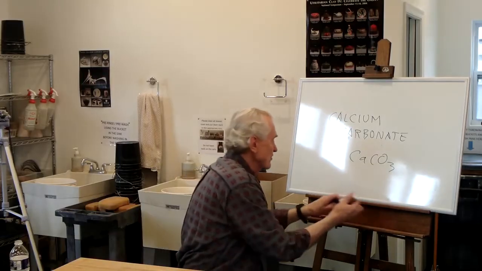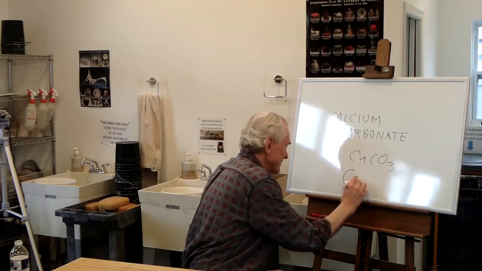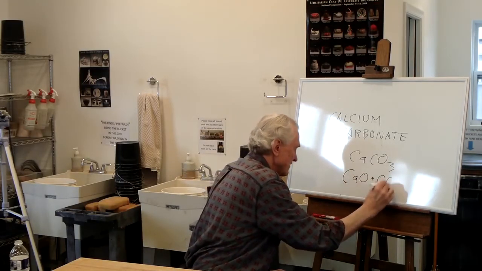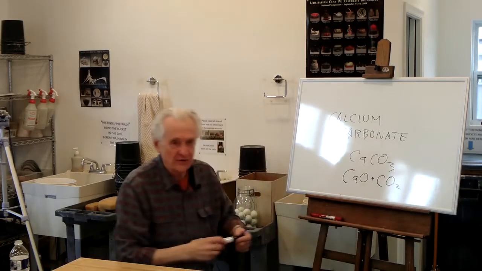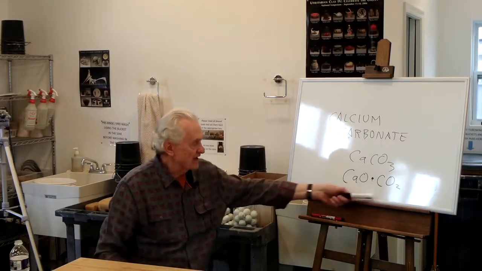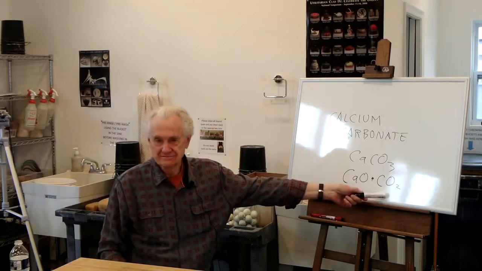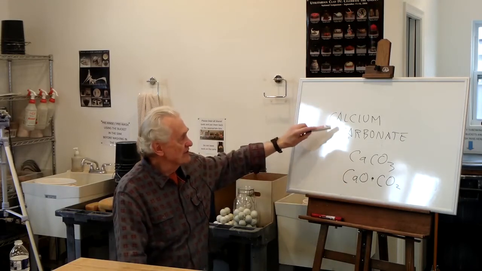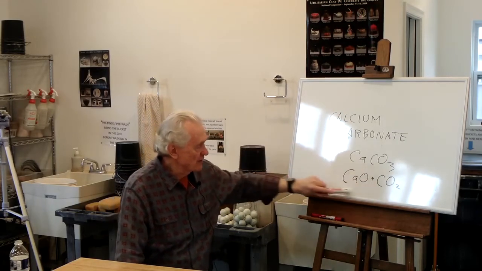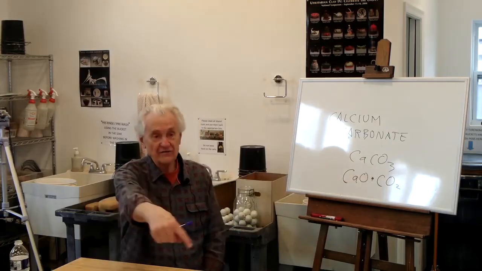Another way to write this formula is this. This makes it a little easier to see what it's made out of. It's actually made out of calcium oxide and carbon dioxide. And so the reason why we use this stuff is because this is what we want. We want the calcium oxide. That's one of our fluxes.